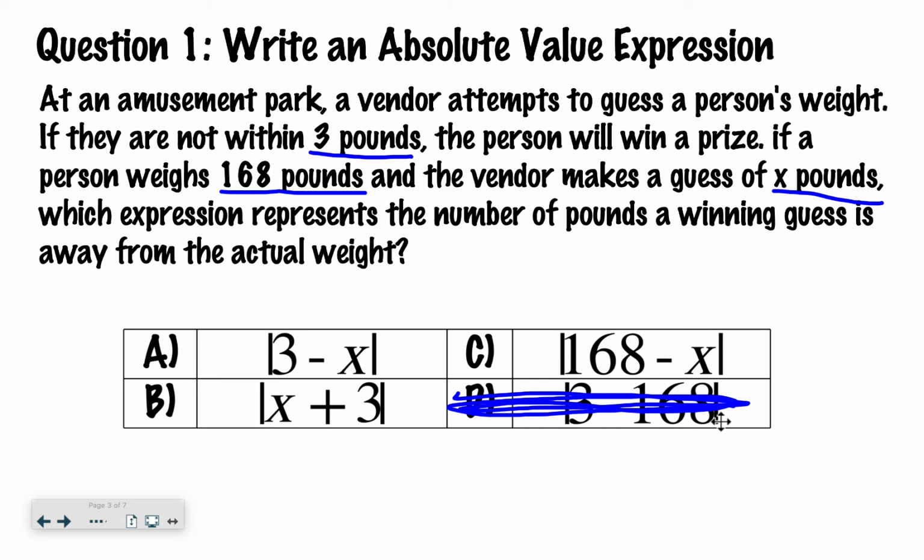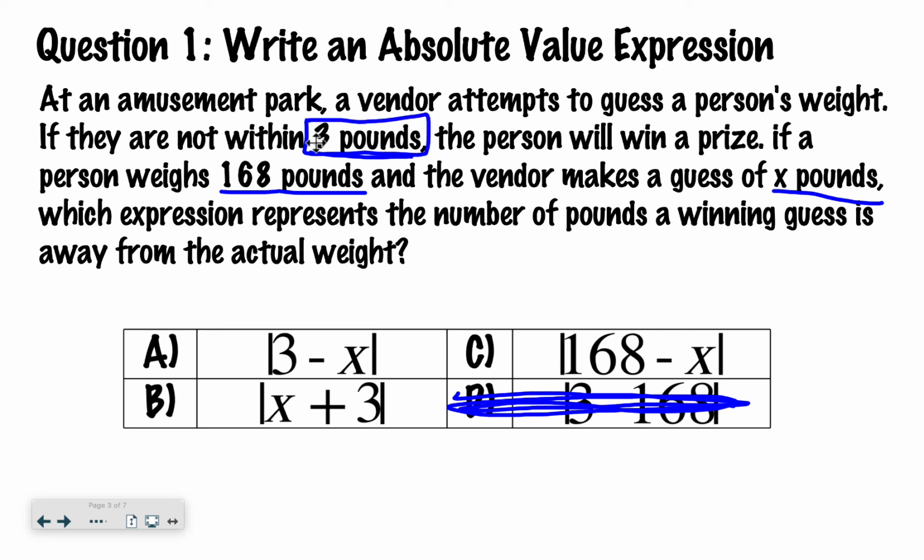Okay, now let's look at the next 3 guesses. So these all have X in common, and I see that 2 of them have the number 3, and 1 of them has the number 168. So I want to think to myself, which of those 2 numbers is more important? If I'm trying to figure out if the vendor can guess the person's weight, I would do 168. If the person weighs 168, I would say 168 minus whatever the vendor guessed, right? And I'm going to hope that those 2 numbers put together equals something within 3 pounds.